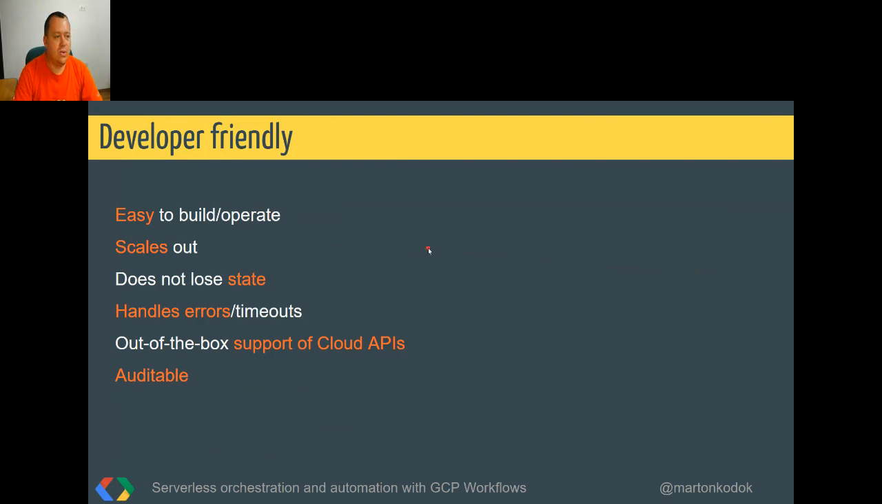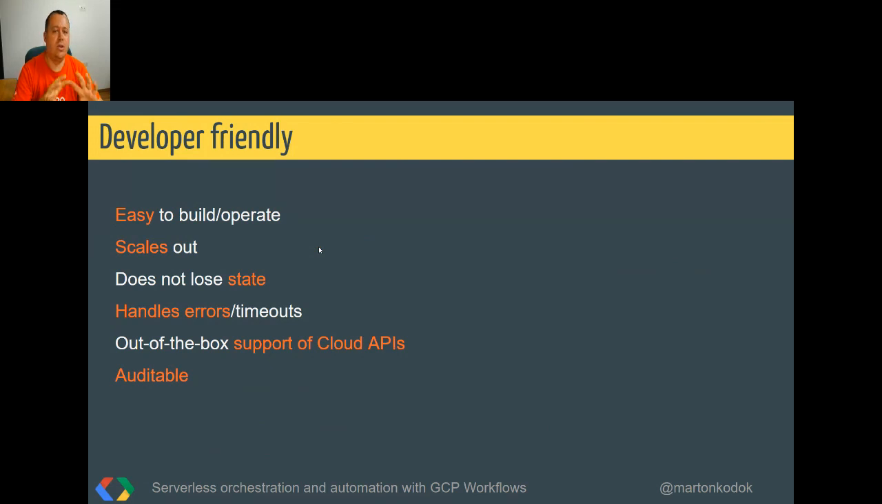Second, to continue on the benefits, this service is extremely developer friendly. It's easy to build and operate. You have seen in the live demo that in a couple of minutes, you are able to put together and run a workflow, and you will find a lot of recipes and sub workflows that you can copy paste on the internet. You just change the parameters, and you can build out pipelines for your operational tasks. It scales out. I didn't demo this, but you can run the workflow on a very large scale, like thousands of instances if you want.